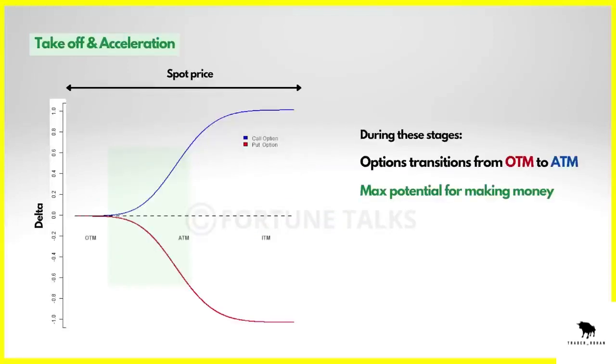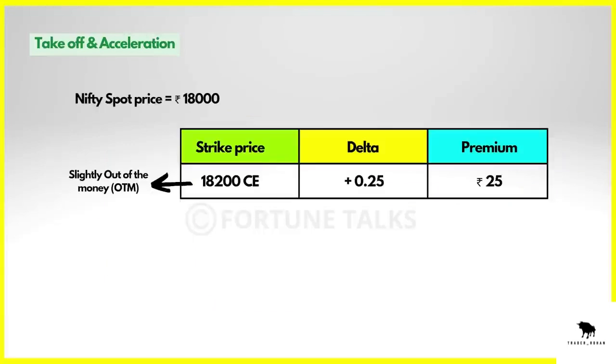Now the second and third phases are takeoff and acceleration. This is where the maximum potential for making money lies and therefore greater the risk. Now let me explain. Takeoff is a stage when an option transitions from out of the money to at the money. Consider that Nifty spot price is at 18,000 and the call option strike under consideration is the 18,200 call option, which is a slightly out of the money option whose delta is close to 0.25 and the premium is rupees 25.